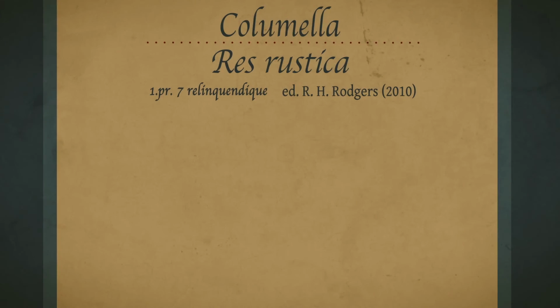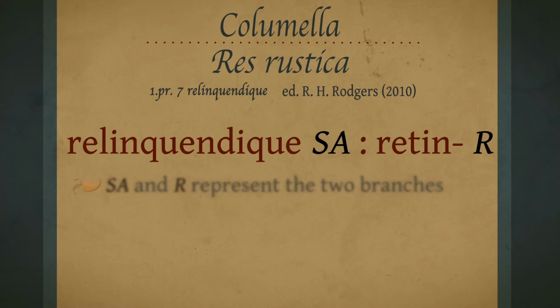A very common type of note that requires considerable mental effort from the reader arises when each branch of a two-branch tradition preserves a construable reading from the archetype. The two branches in theory have equal authority, so how does the editor choose? Consider the following note from the OCT of Columella's Res Rustica. Here, S and A, that is to say the agreement of these two manuscripts, and R represent the two branches.